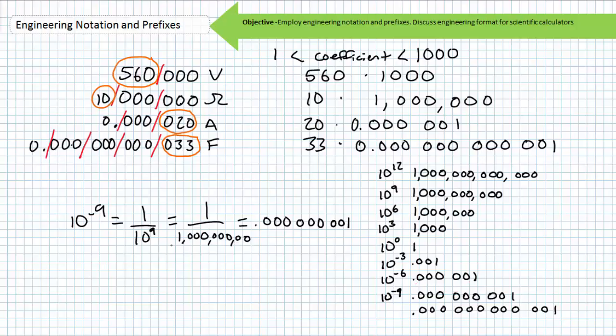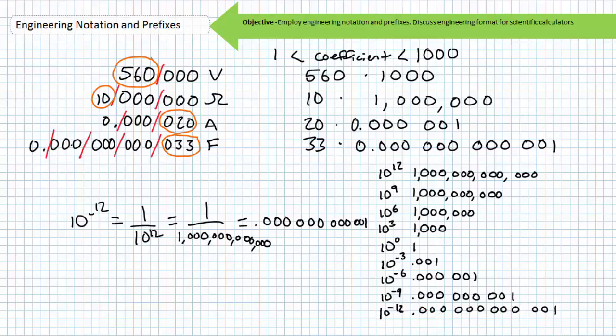Similarly, 10 to the negative ninth is 1 over 10, where 10 is raised to the ninth power. 10 to the ninth, as we previously learned, is 1 billion. So 10 to the negative ninth is 1 over a billion, or a billionth, or 0.000000001. If you want to think of this in a different manner, 10 to the negative ninth means we shift the decimal point 9 places.